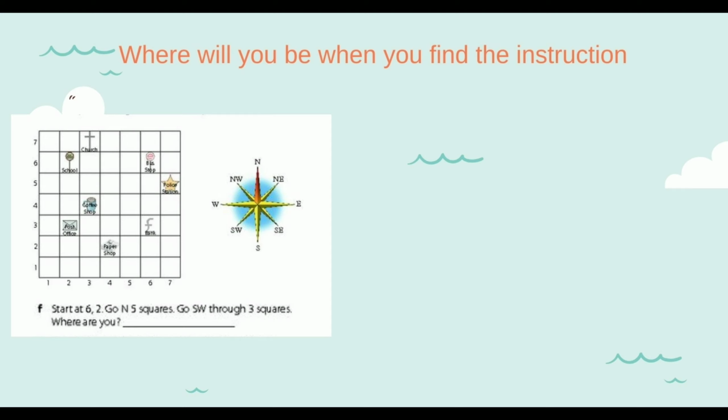Okay, so start at 6, 2, 6 at the bottom, 2 to the side. So we're now below the bank. So we're below the bank, right at 6-2, and it says go north 5 squares. So going up 1 at the bank, going up 2 above the bank, going up 3 below the bus stop, going up 4 at the bus stop, going up 5. We are now above the bus stop.